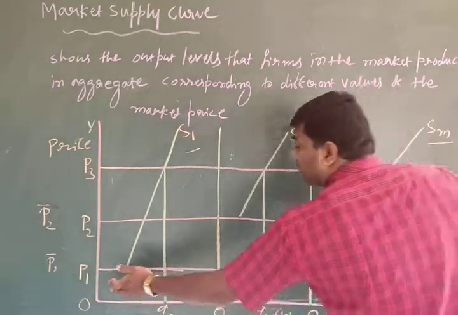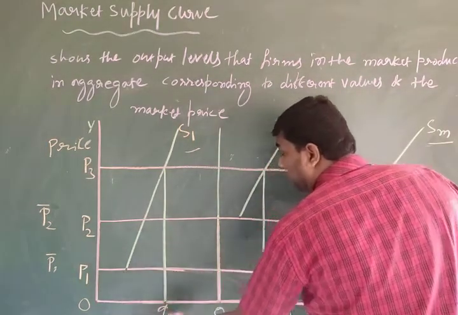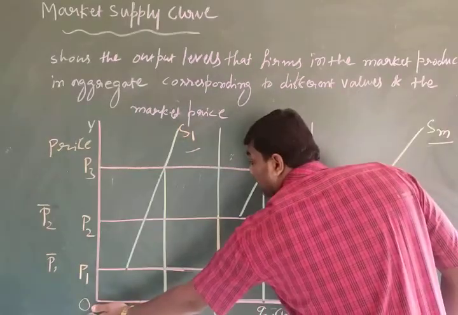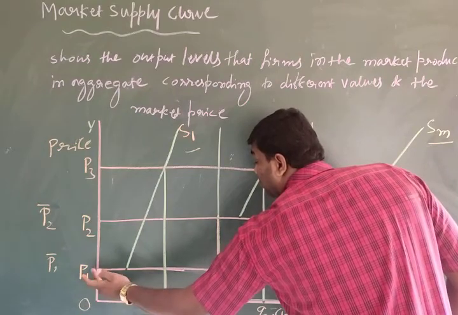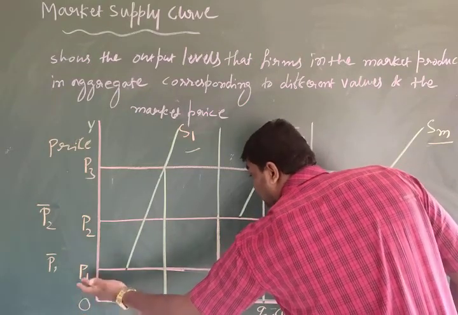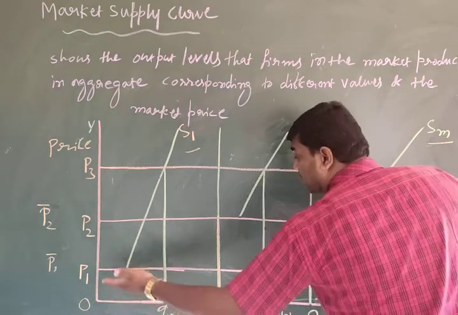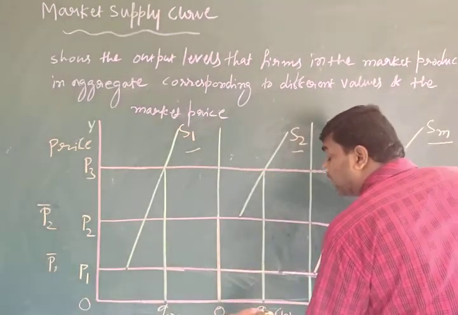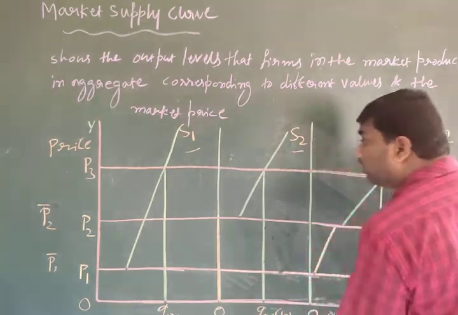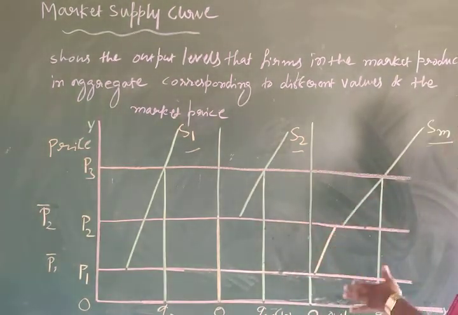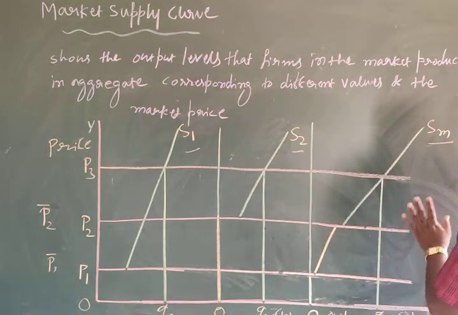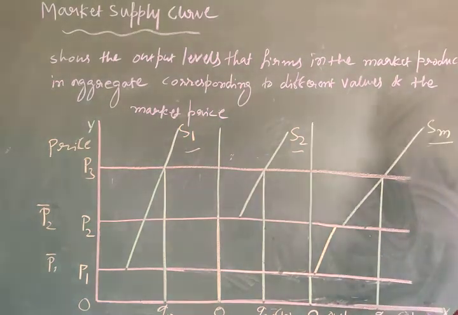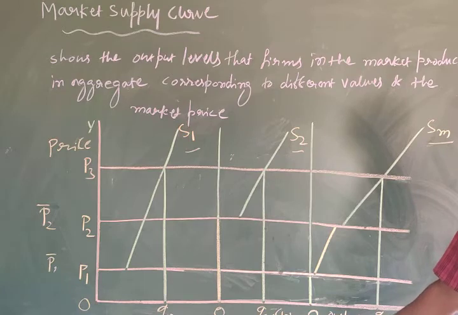When the price is below P1, the quantity is 0. When the price is below P1, the market supply is 0. Even firm 1's supply is 0. When the price is below P2, even firm 2's supply is also 0. So when both are 0, the market supply quantity is also 0.